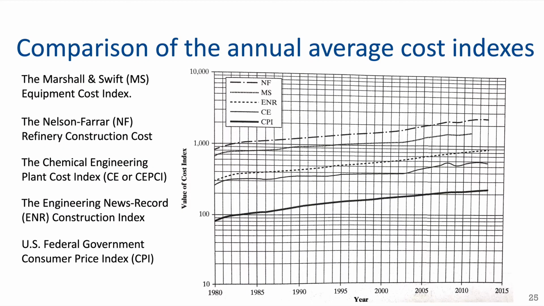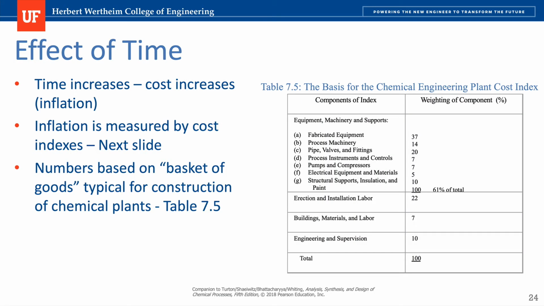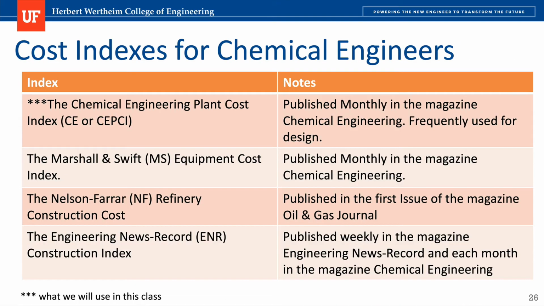This is a comparison of all of the different cost indexes. We have the Marshall and Swift equipment, the Nelson Farrar, the chemical engineering plant cost, or the CEPCI, which is the one that we're going to be using in this class. You have the Engineering News Record Construction Index, Federal Government Consumer Price Index. Remember that depending on the industry that you are in, the value that you're going to use should be relevant to that industry, especially because the components for the calculation typically are more related to that particular industry. So this is just where you can find this information.